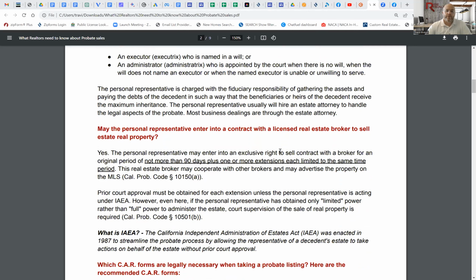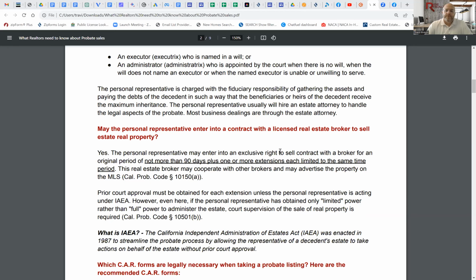All right, so may the personal representative enter into a contract with a licensed real estate broker to sell real property? We'll do somewhat of a Q&A type explanation as we go down. Yes, the personal representative may enter an exclusive right to sell contract with a broker for an original period of not more than 90 days, plus one or more extensions, each limited to the same time period. This real estate broker may cooperate with other brokers and may advertise the property on the MLS. So if you're going to take a probate listing, it cannot be more than 90 days for the original listing term.